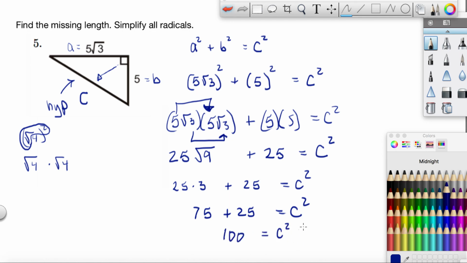And we have to get rid of the square here. So when I take the square root of both sides, I get 10. It could be plus or minus 10, but we know that these distances are lengths and they need to be positive. So the solution is 10. All right.